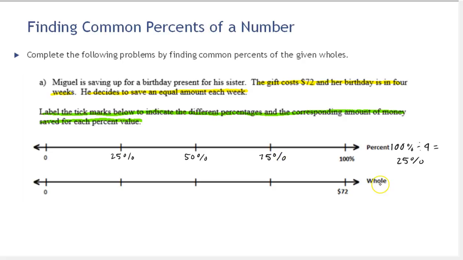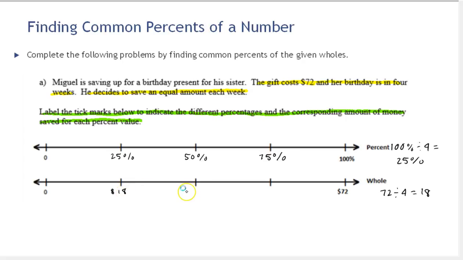Now we're going to perform the same process on the whole, $72. So we'll divide 72 into 4 equal pieces, and that will go in 18 times. So each one of these tick marks, the distance between one to the next is 18. So we start at 0 and we have $18.